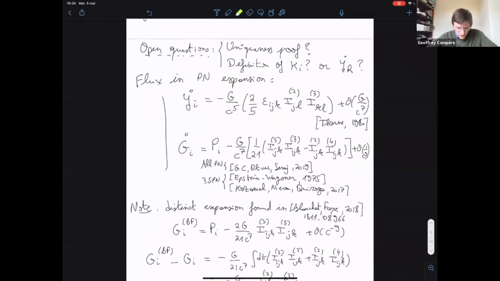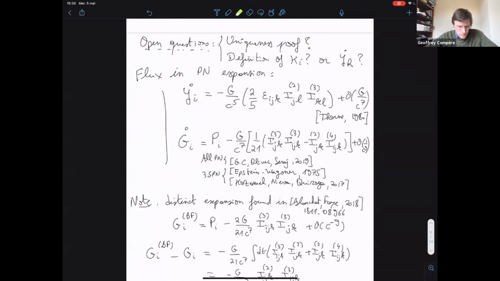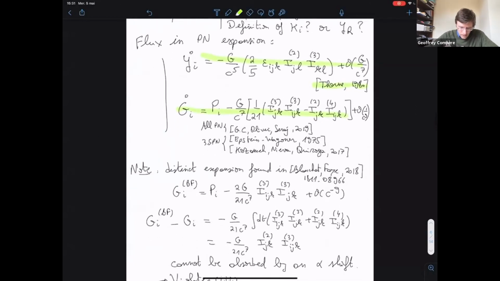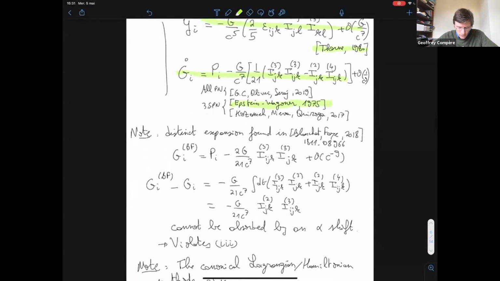Okay, so here are the expressions for the flux in the post-Newtonian expansion of this angular momentum. Here's the expression of Thorne, that's written in Thorne, and the expression of G is given here. So we derived it with Roberto and Ali, who just talked here. The first one is a classic expression. This one is non-classic. Actually, it was derived by Epstein and Wagoner in 1973 at 3.5PN order, and we derived the whole PN expansion of it using the definition. I'm not sure it was written down before.